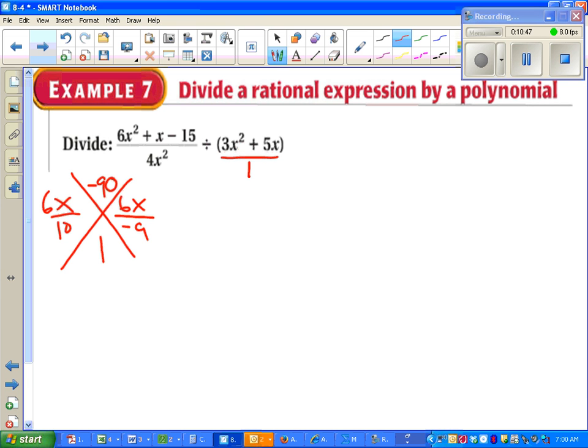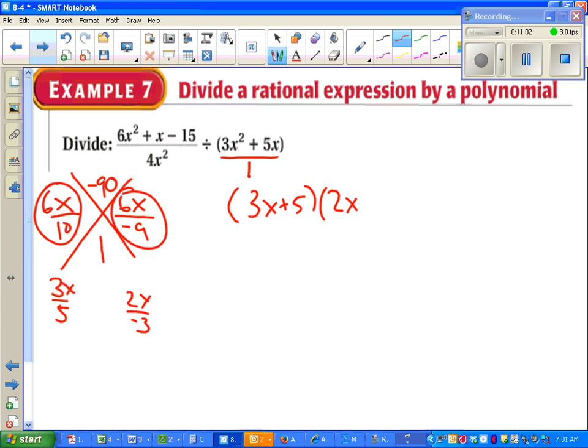Both of these fractions reduce. This guy reduces to 3x over 5. This guy reduces to 2x over negative 3. So I can start writing those factors out now. 3x plus 5, 2x minus 3. The bottom, 4x squared, does not factor. It's already factored.